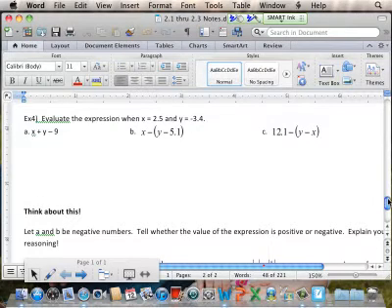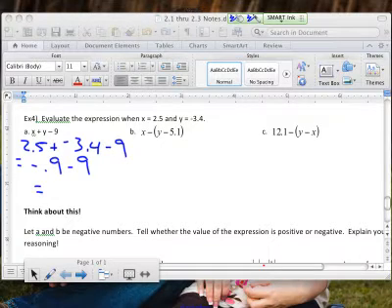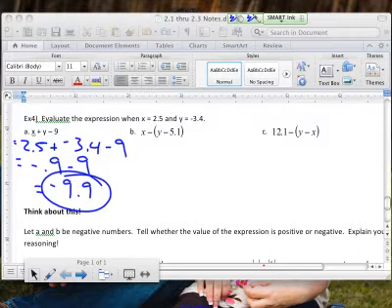Okay. Example 4 says evaluate the expression when x is 2.5 and y is negative 3.4, just like what we did last chapter, right? So 2.5 goes in for x, negative 3.4 in for y, and then I just simplify. All right. So 2.5 minus, or I should say plus a negative 3.4 is negative 0.9 minus 9. So it's just going to be negative 9.9. All right. I'll do part B here with you, and then part C is going to be something that you can take a look at on your own.